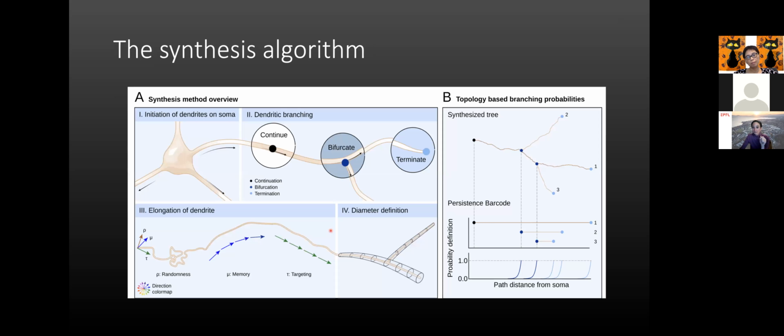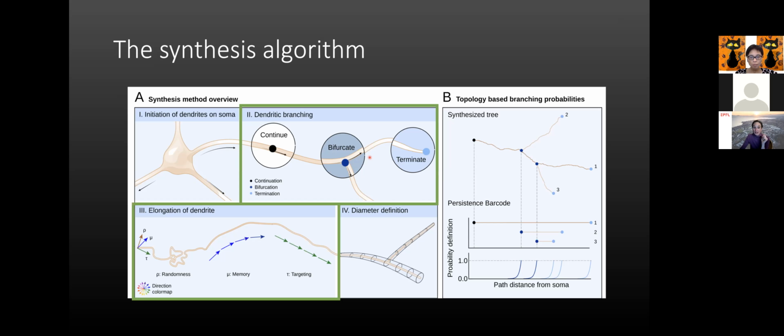So here's a cartoon of how the synthesis algorithm works. There's the stage of initiating the dendrites on the cell body. What we're really going to be interested in is the branching process. How does this bifurcation take place? How do you determine when you actually bifurcate? How do the dendrites actually elongate? What kind of path do we use?